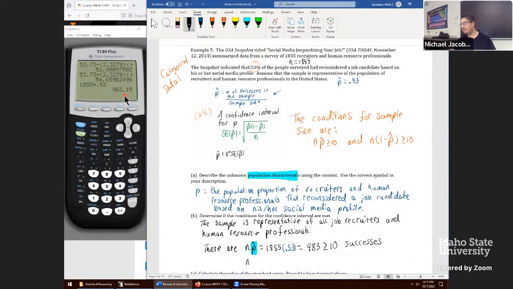The next formula is going to be n times 1 minus p hat. And this is where I usually make the comment, you do have options on this second computation. You could just take the total sample size of 1,855, subtract 983, and that's your expected failures. But if you like the formula, here's how it would be. 1,855 multiplying 1 minus 0.53.